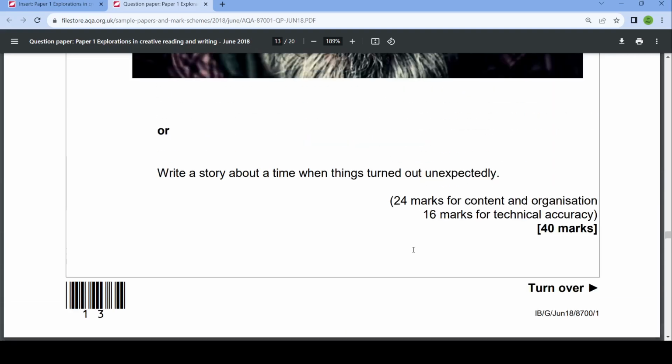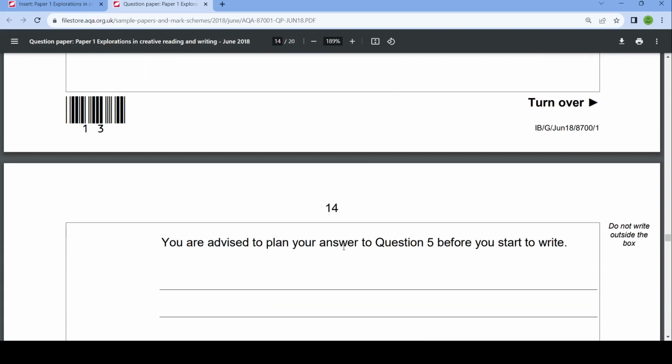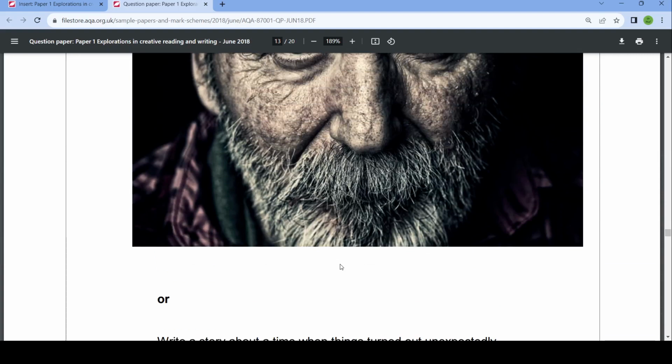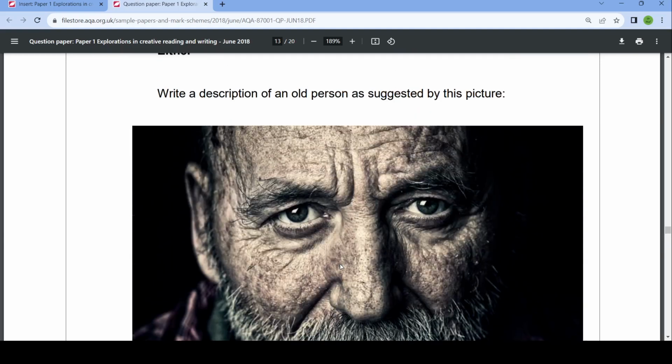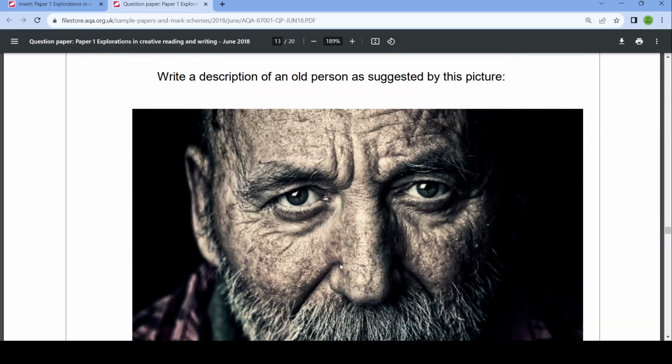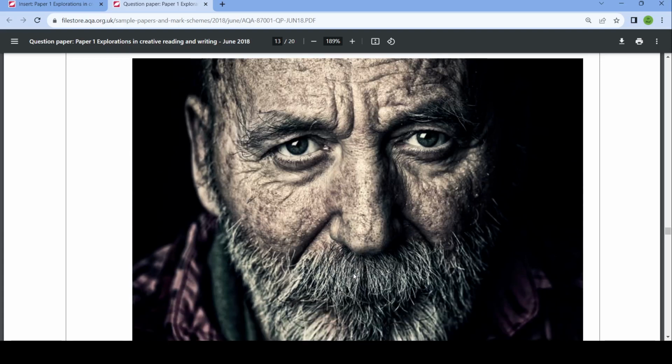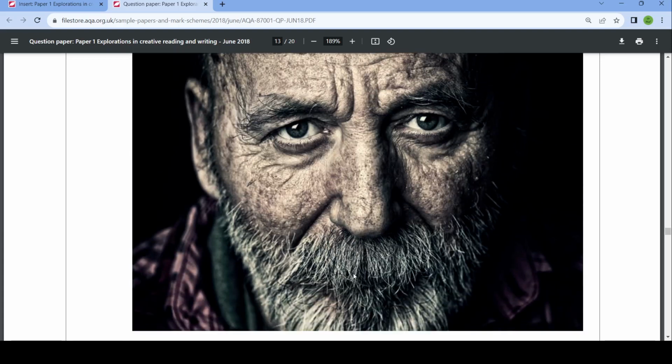And sorry, there's a reminder here about planning your answer. So yes, you should spend 5 to 10 minutes on planning, but no more than that. Okay, and you can use a mind map or bullet points. It's entirely up to you. But in terms of the general points, now, firstly, if we think about the picture, it is there as a starting point.